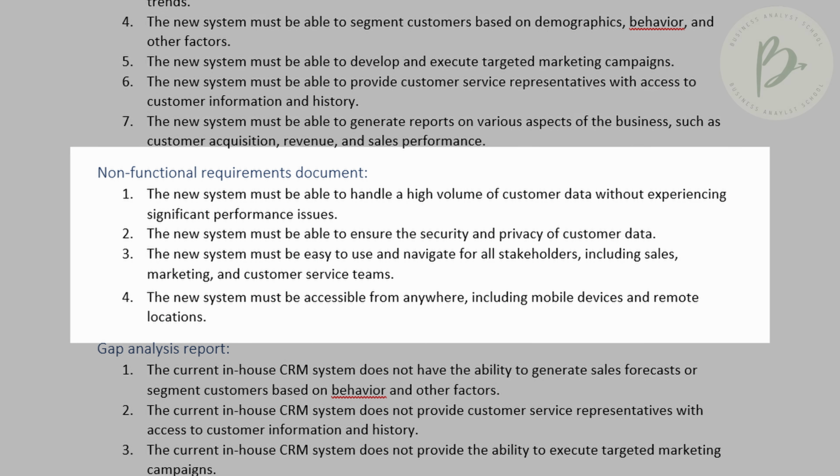Another one is that the system must be easy to use and navigate for all stakeholders, including the sales, marketing, as well as customer service teams. So this is like high level non-functional. Our lower level will then split each of these, sales, marketing, customer service. We'll split them and identify what are their individual non-functionals. But we are at high level at this stage, because all this information that we're gathering is what we will then use to inform what our desired on-cloud system.